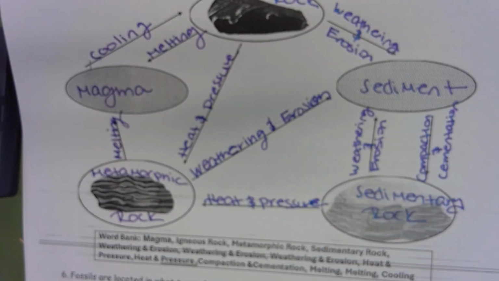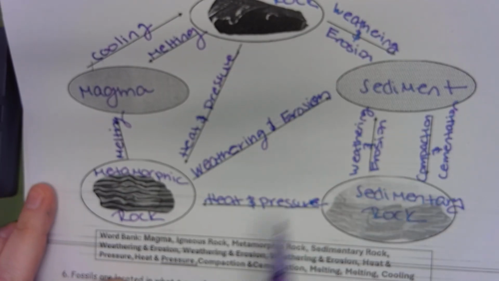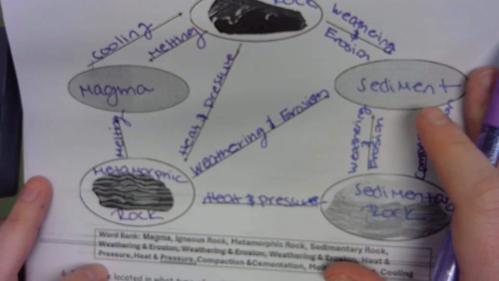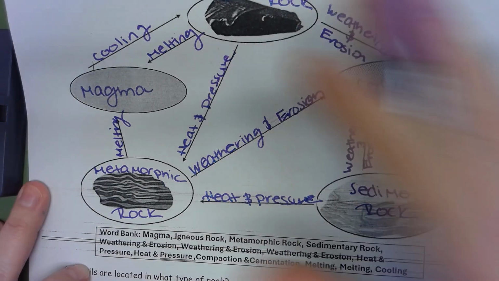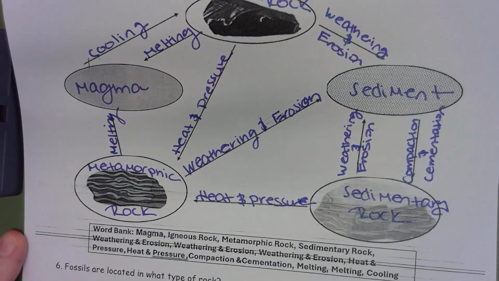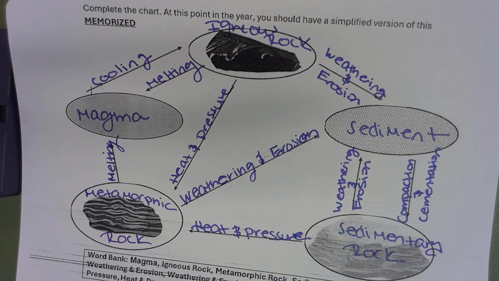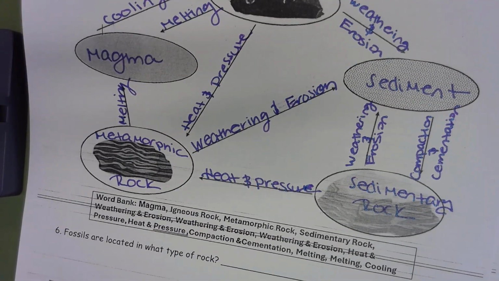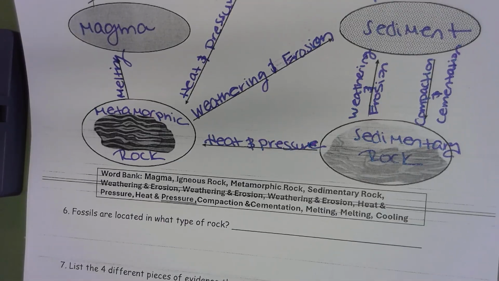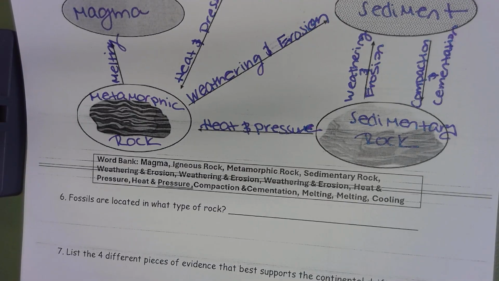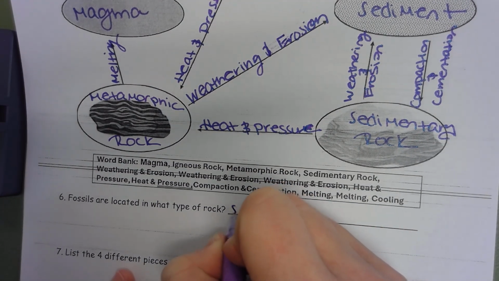We did it. We used all the words down here to complete our chart. Let's see if I can get this to focus. There we go. All right. Fossils are found in what type of rock? Well, because bones often end up as sediment, the only thing they can form in is sedimentary rock.